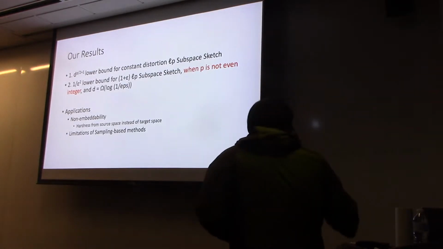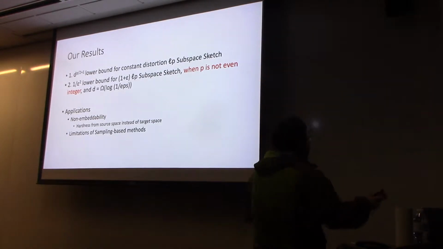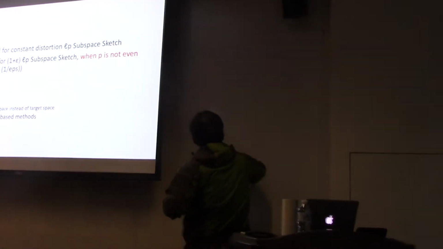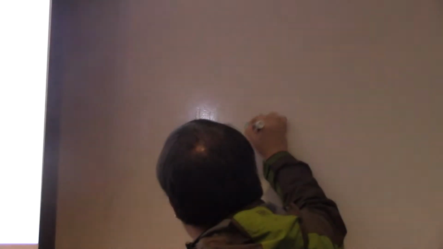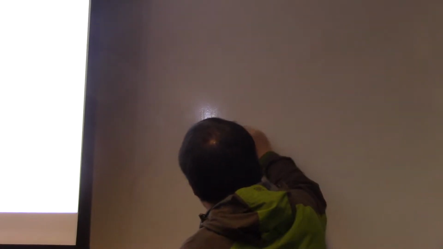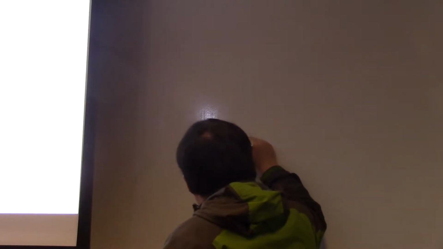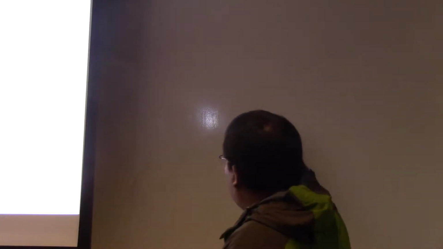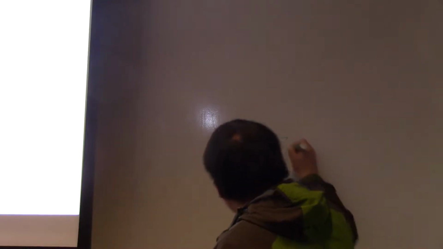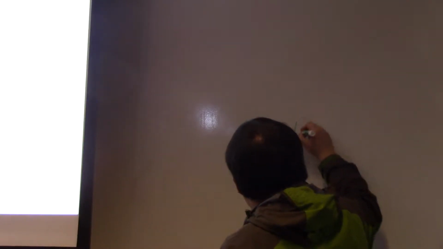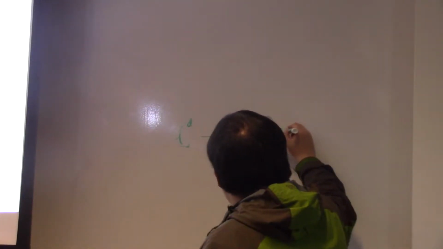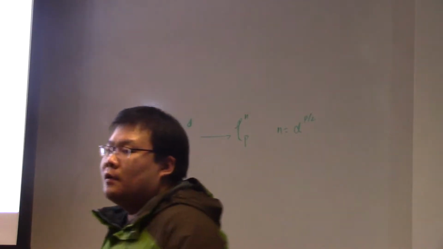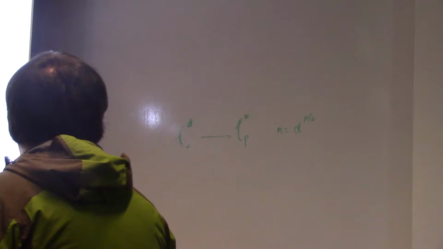So basically, the most classical way to show lower bounds is that I first show that if I have the vector space R^d armed with the L2 norm, and I want to embed it into R^n with the LP norm, then n needs to be at least d^(p/2). This gives us some similar results.